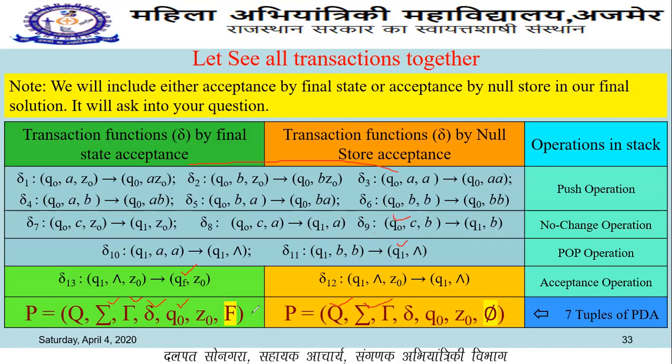One more thing to note here: we write the subset of final states for final state acceptance, that is QF, which belongs to Q. In case of null store acceptance, there is no need to write the subset of final states. We mention null, which indicates the null storage of the stack after the completion or acceptance of the input string.